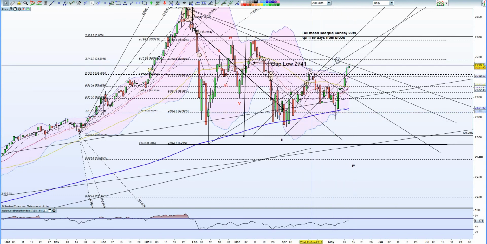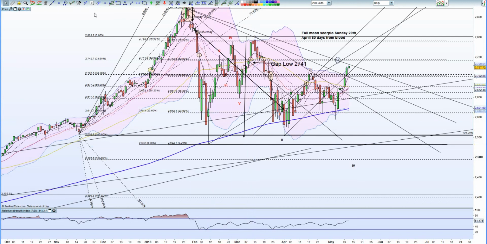So currently at the moment, with what's in play, I'm neutral. I'm on the side. I'm not taking trades at the moment. I'm just looking at certain levels to play out. But I am leaning more towards another move lower, and possibly, obviously, a test of the 200-day moving average again.